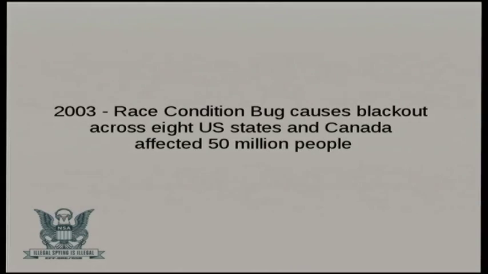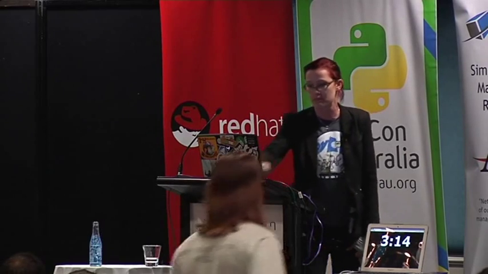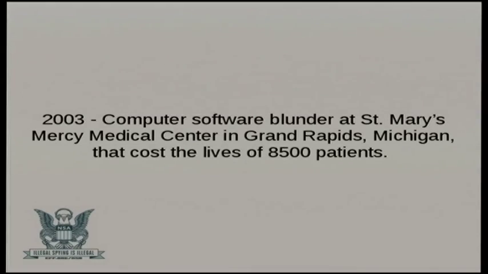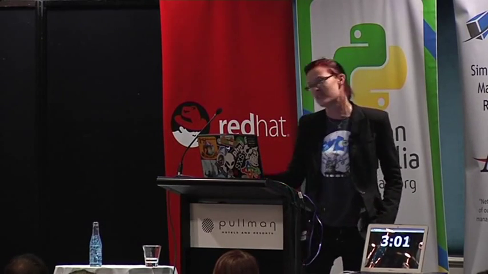2003, a race condition bug causes a blackout across eight US states and Canada, affecting 50 million people. 2003, computer software blunder at St. Mary's Mercy Medical Center in Grand Rapids, Michigan, cost the lives of 8,500 patients. Well, on paper anyway, they were actually alive.